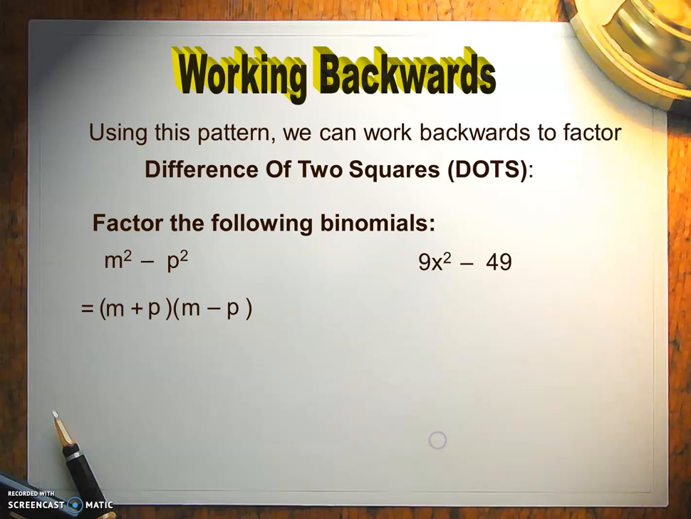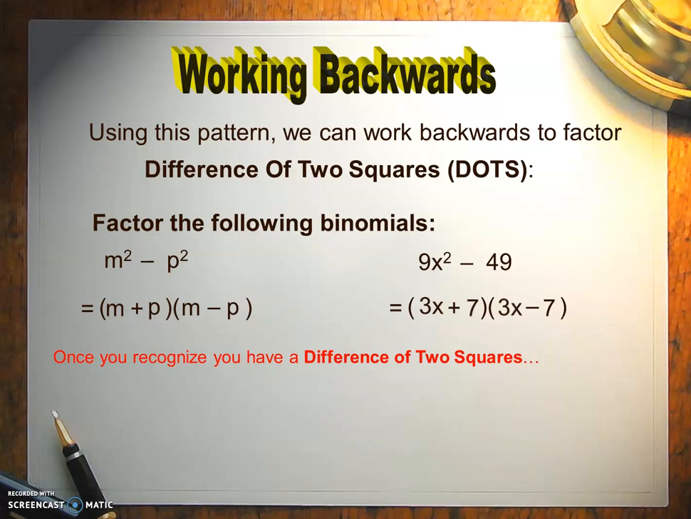How does it work for the 9x squared? Well, same thing. You square root 9x squared, so that's going to give you a 3x and a 3x. And you square root the 49, and that's going to give you a 7 and a 7. And always it's going to be a plus and a minus. Now the order of the plus and minus doesn't really matter. I tend to put the minus in the second bracket. Don't forget your equal signs.